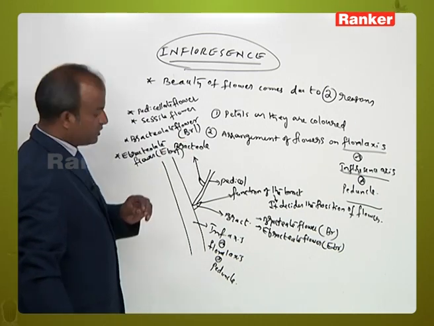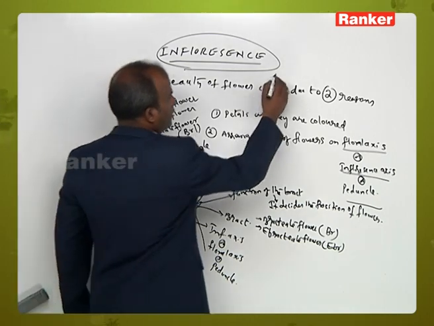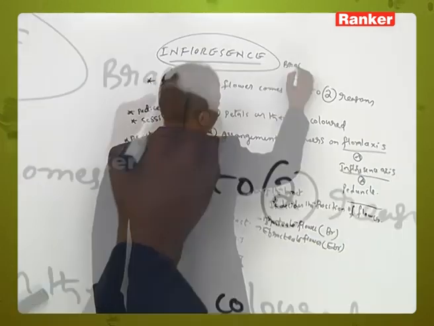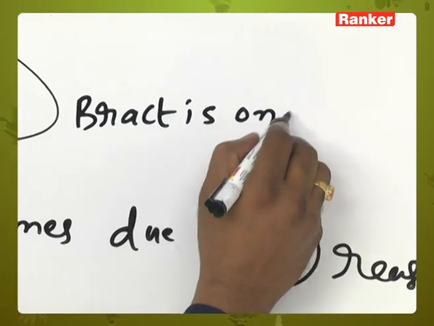Now, bract is present upon which one? Now here, bract is present upon peduncle. Bract is on peduncle.